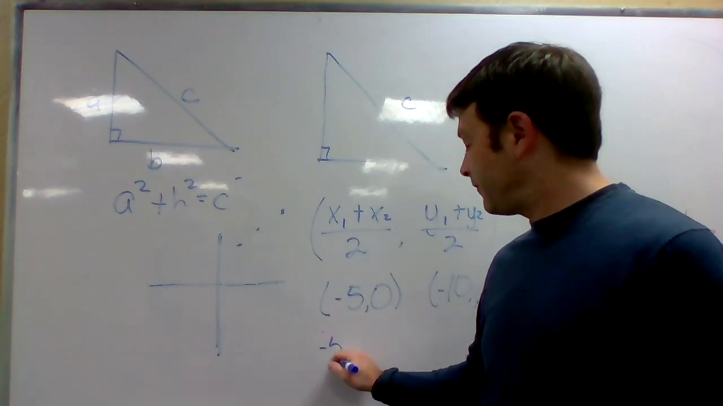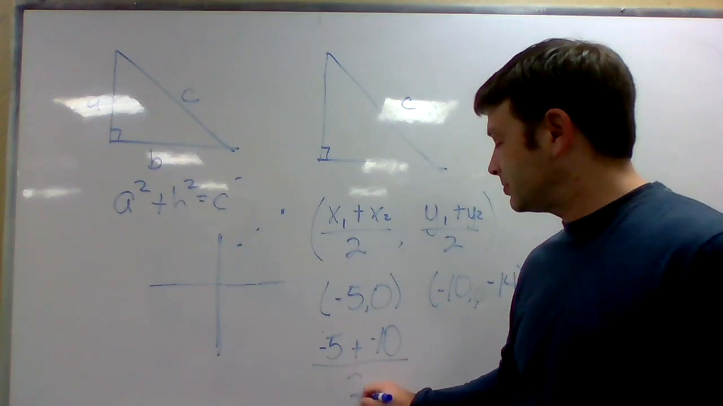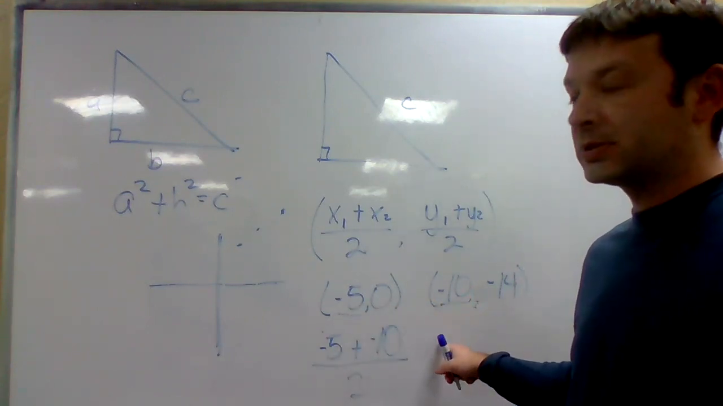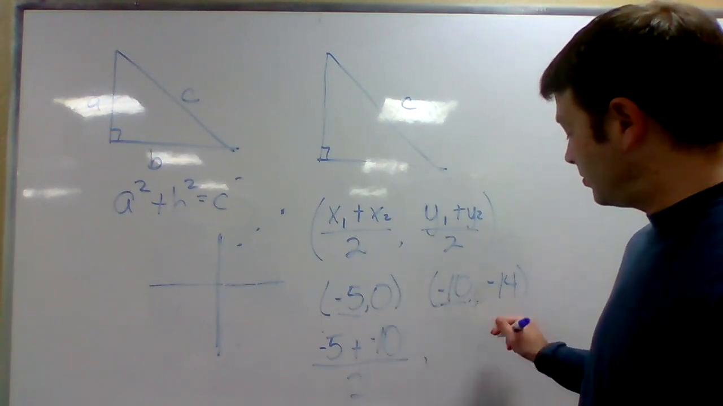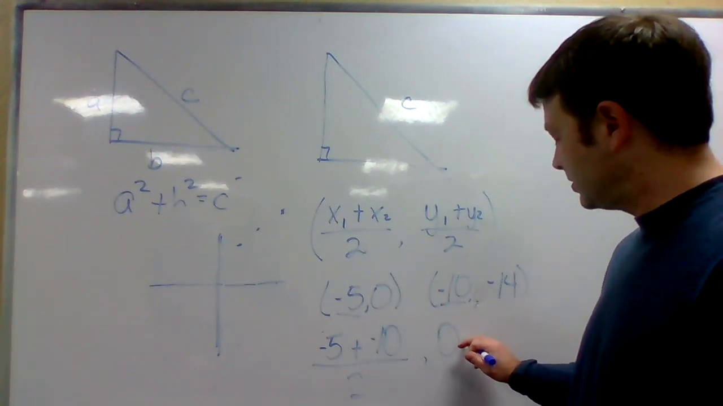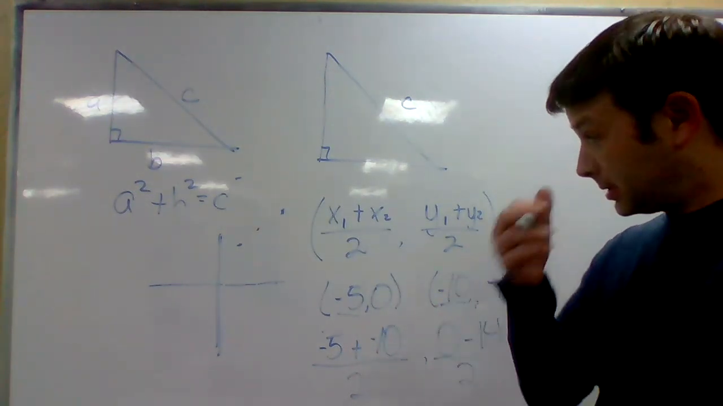So I'm going to do negative 5 plus negative 10 divided by 2. Those are my x-coordinates. And then the y-coordinates go next. So it's 0 plus negative 14. Same thing as 0 minus 14 divided by 2.